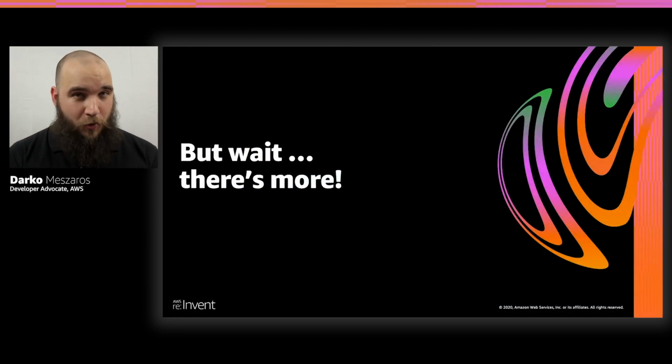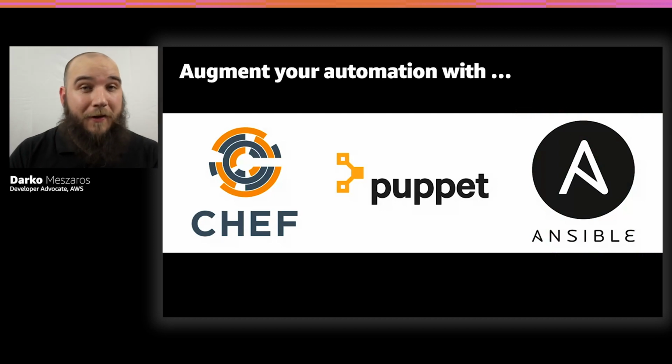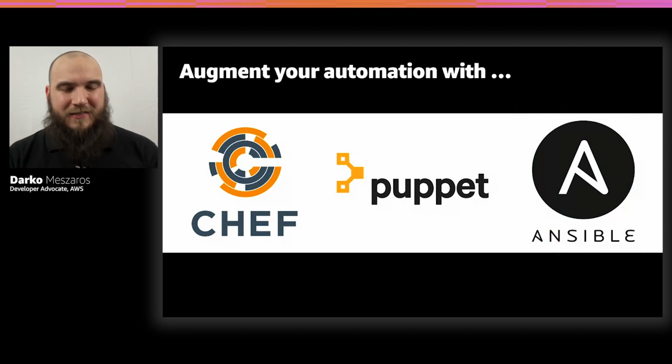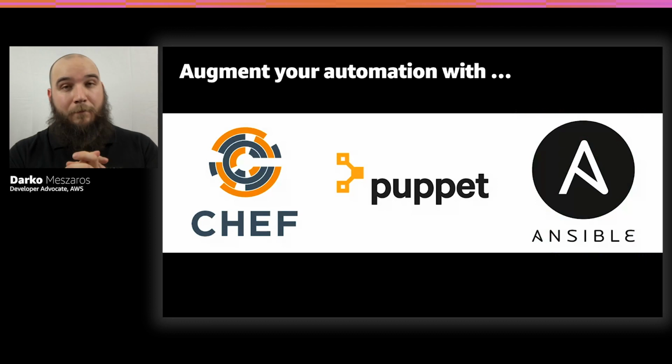But wait, there's more. There's actually much more to Systems Manager than just your run-of-the-mill bash scripting and your automation documents. You can actually augment your automation. You can augment a lot of different things on AWS Systems Manager with lovely tools from Chef, Puppet, or Ansible. So it's not only Systems Manager that gives you the ability to automate things. You can still automate things with Systems Manager, but use things like Chef, or Puppet, or Ansible. You can actually execute natively from Systems Manager your Chef cookbooks, your Puppet modules, and even your Ansible playbooks on your instances.